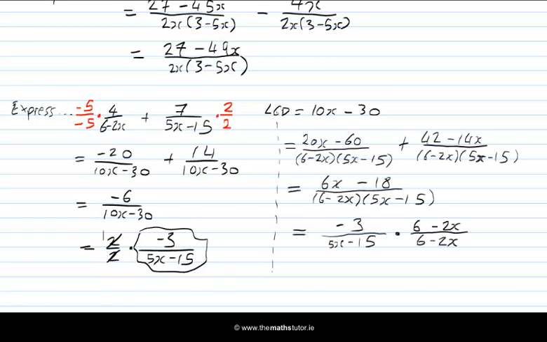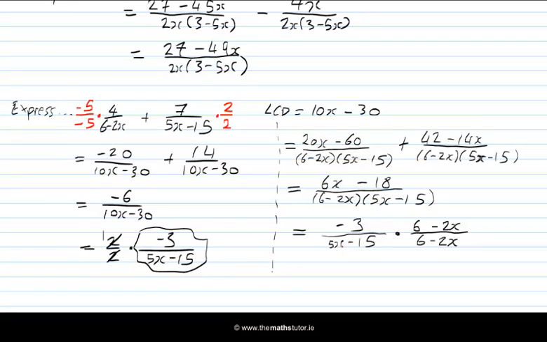Let's say you didn't catch that the lowest common denominator was 10x minus 30, and instead you just went gung-ho and decided to multiply these fractions by the denominator of the other fraction. In that case, you would end up with this here. This is this 4 divided by 6 minus 2x multiplied by 5x minus 15. That's what you get here. And this is the other fraction multiplied by 6 minus 2x on the numerator and denominator. You can simplify that to 6x minus 18 all over 6 minus 2x times 5x minus 15.